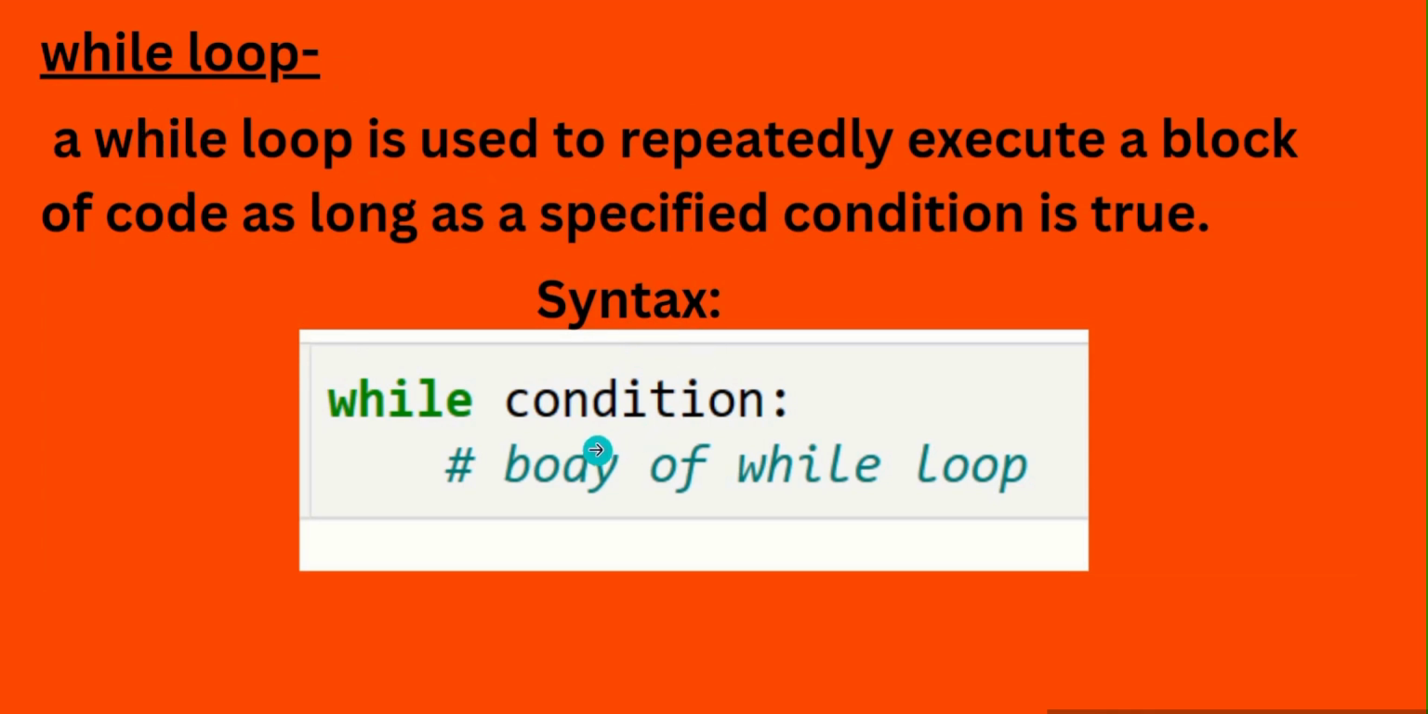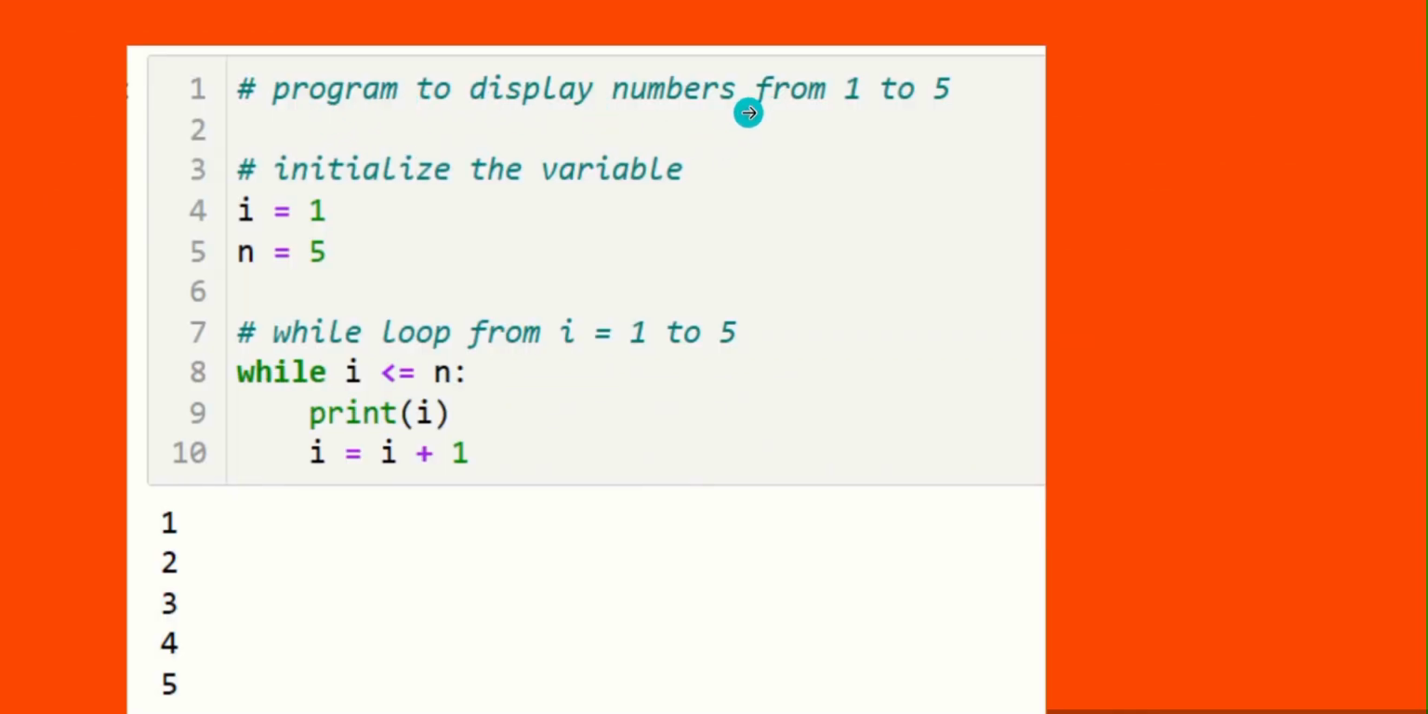A while loop is used to repeatedly execute a block of code as long as a specified condition is true. Done. Here is the syntax. While condition to be met colon body of while loop. Example, program to display numbers from 1 to 5. I am initializing variables i and n to 1 and 5 respectively. Now here is the while loop logic. While i less than or equal to n colon print i and increment i plus 1.